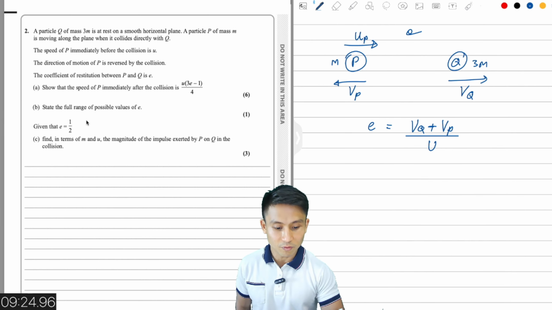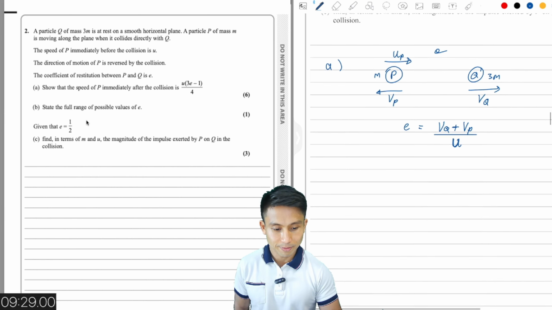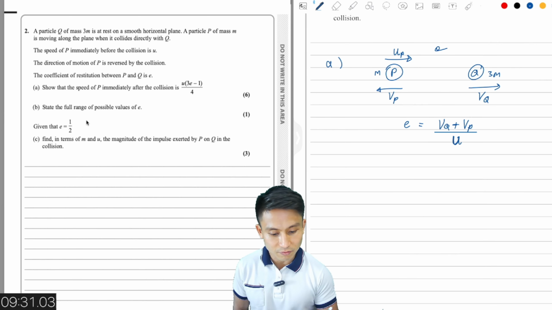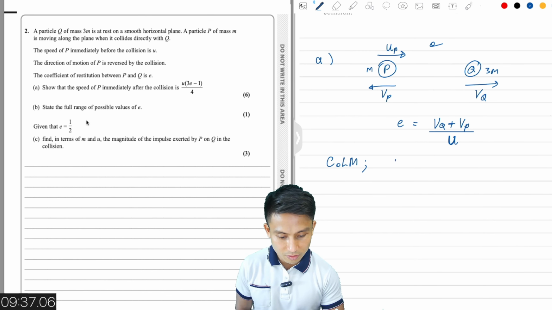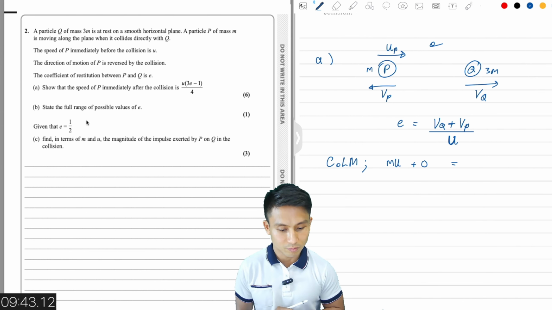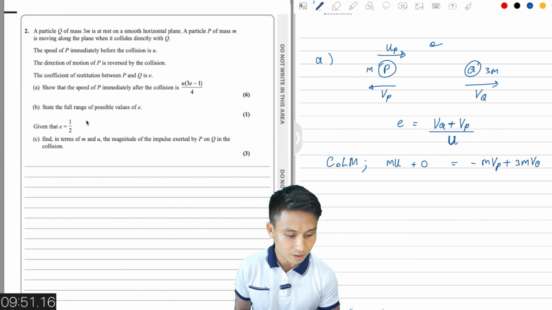Yeah, immediately before it's just u, so we just put u here. Okay, so that's the e there. And then this is coefficient of restitution and conservation of linear momentum. So it's just u times m plus 0 for the q, and momentum after collision would be negative mvp plus positive 3m vq, like that.